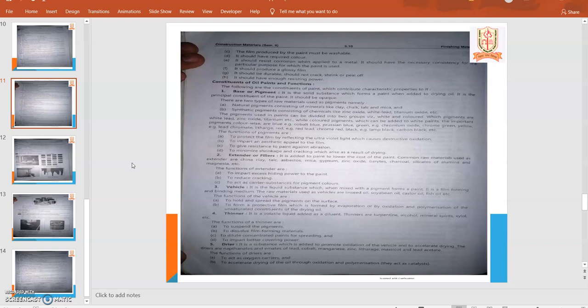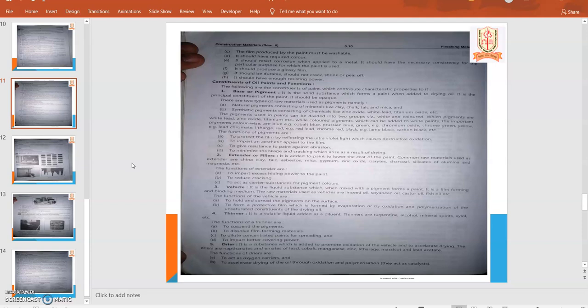The white lead, zinc oxide, and titanium are color forming compounds which can be added to the white paints. The important pigments color wise are blue, the cobalt blue, Persian blue, green, etc., or the chromium oxide, chrome green, or the yellow are added.